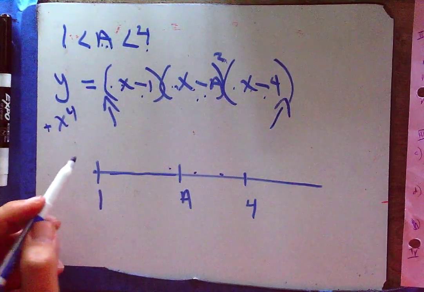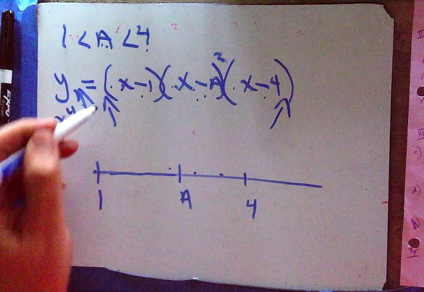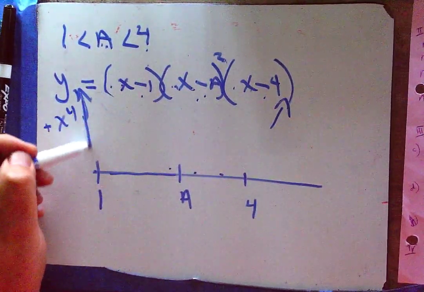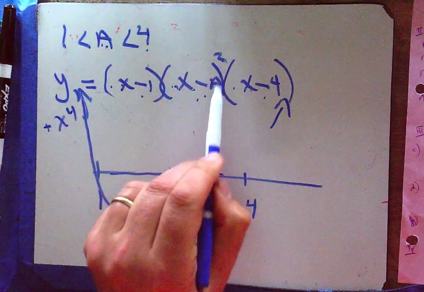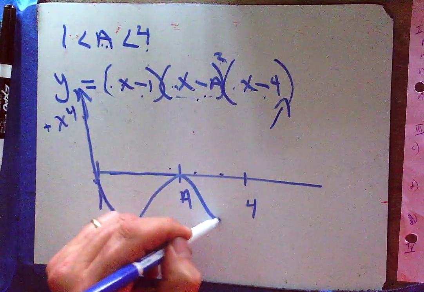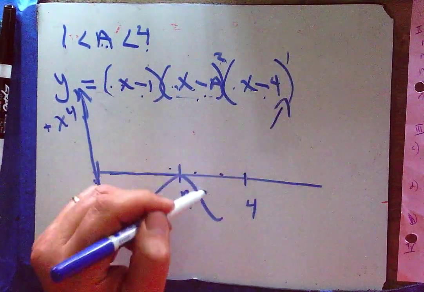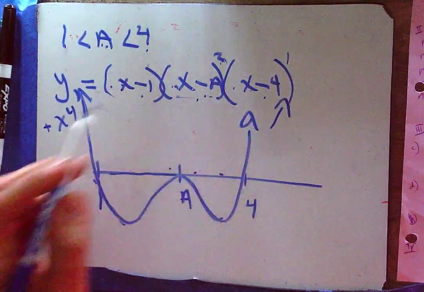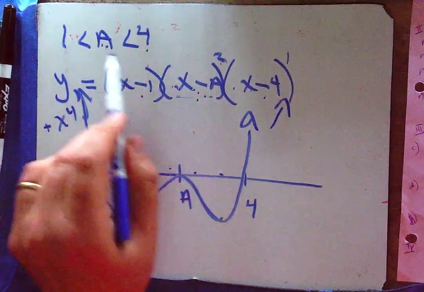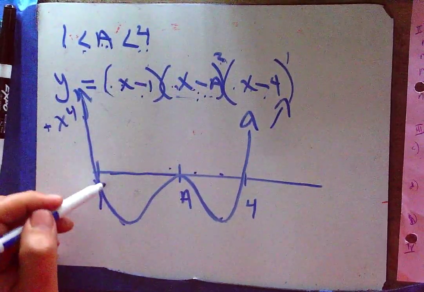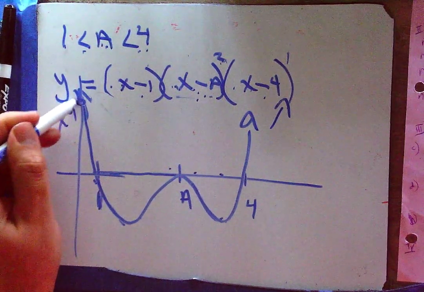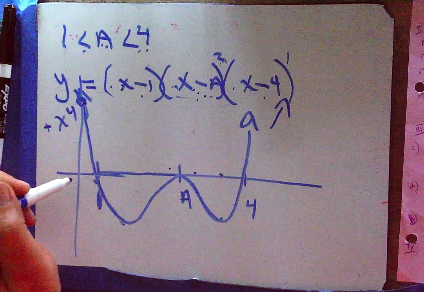Okay? So what do we know? This end is up. This end is up. I see a multiplicity of 1, so I pass through. I see a multiplicity of 2, which means when I get to a, I have to bounce, and a multiplicity of 1, which means I pass through. And there's my graph. Now, because I know that a is between 1 and 4, I know that this goes further and gives me a place to draw my y-intercept.